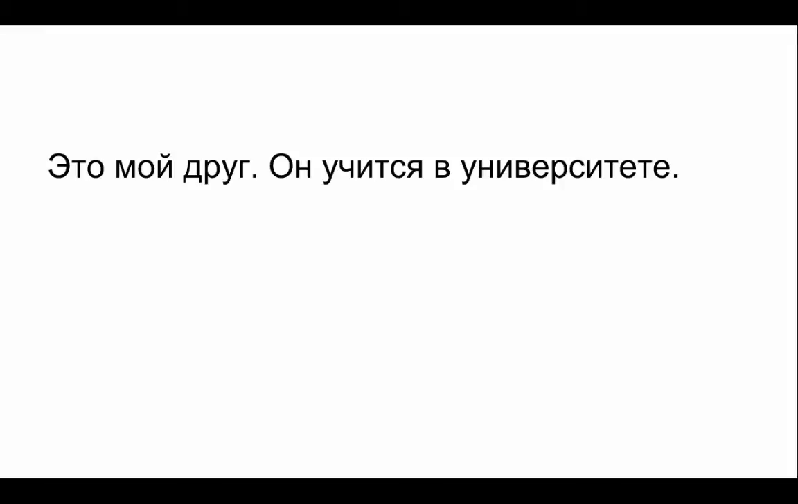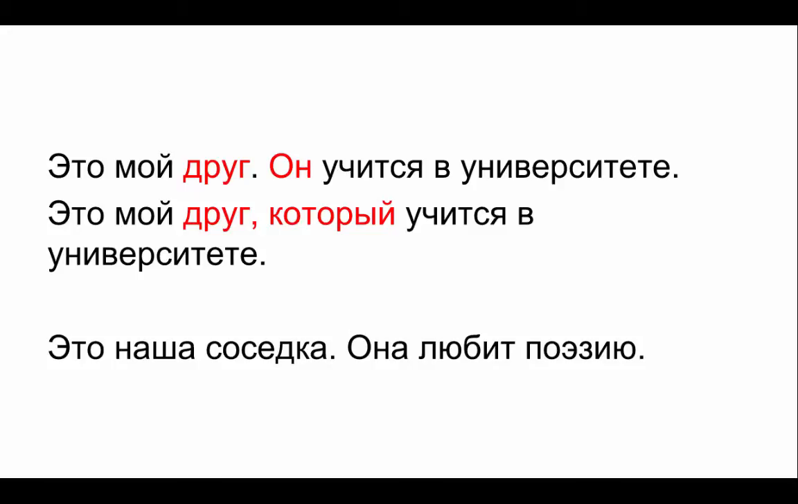We'll do that using который. What will happen is we will find the element that repeats in both of the sentences. Here it's друг, да? Это мой друг. Он учится в университете. You could replace он here with друг. You could say, это мой друг. Друг учится в университете. So that's the element that's repeating. What we'll do is we'll replace the second with который. Это мой друг, который учится в университете. That's my friend who studies at the university.